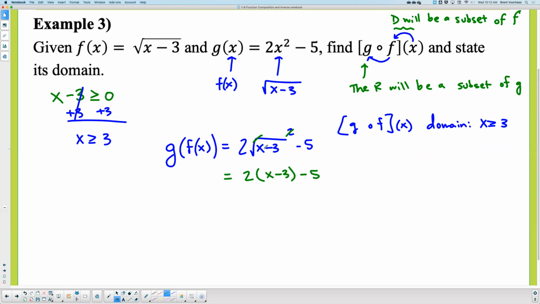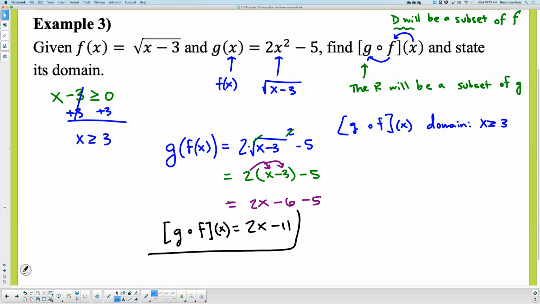Now I added the parentheses because that 2 was multiplying, and multiplying has to distribute. So what do we get now? 2x minus 6 minus 5. That was from distributing. 2x minus 11. That is, I'll write it properly now, g of f of x. There's our equation right there.